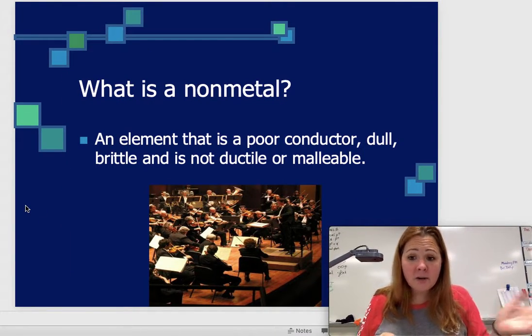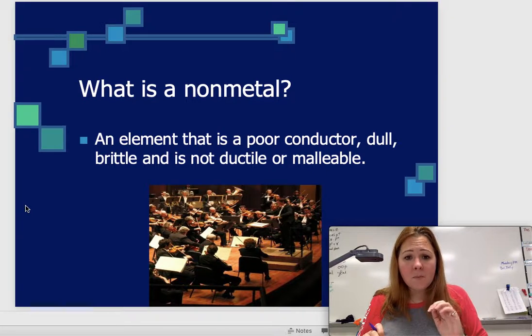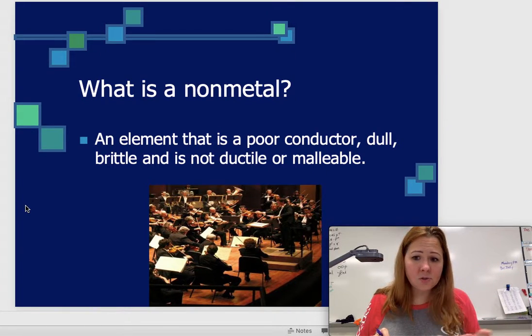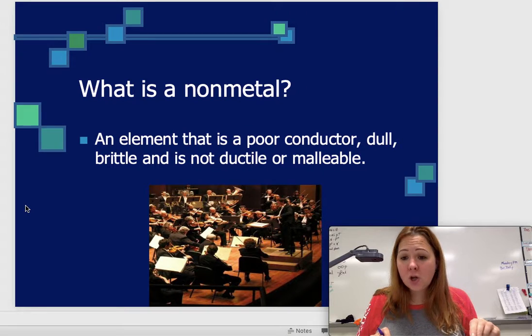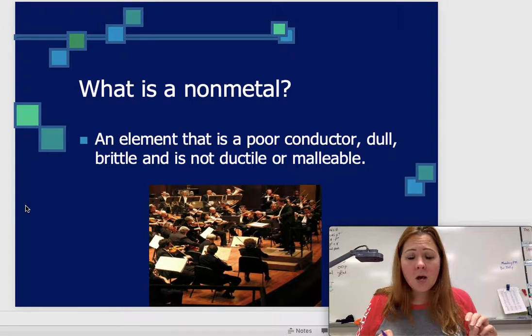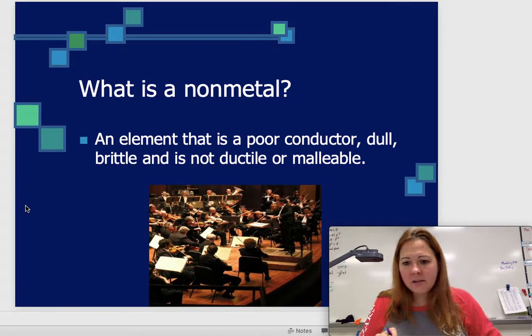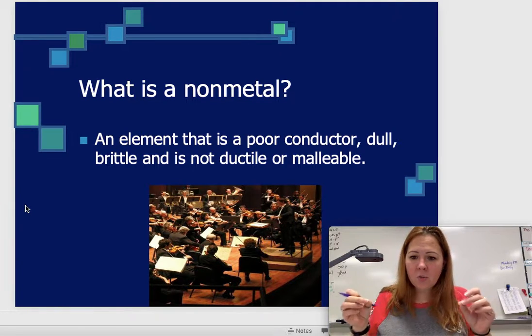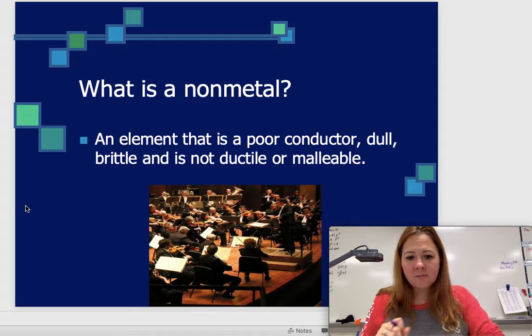Now your non-metals are the opposite. Metals conduct, non-metals do not conduct. They're dull, so they're not shiny. They're very brittle, which means they break apart very easily, and they're not ductile and not malleable. So you can't draw them into wires, you can't make them into sheets.